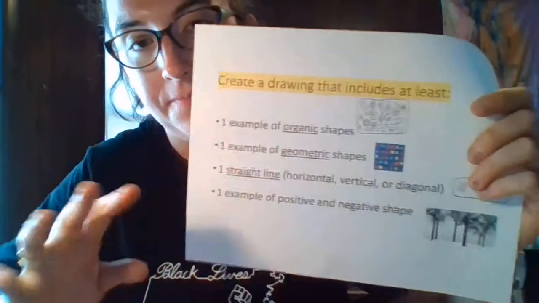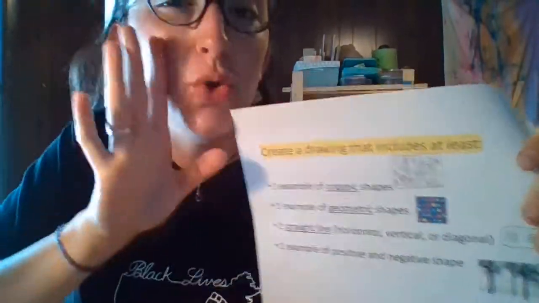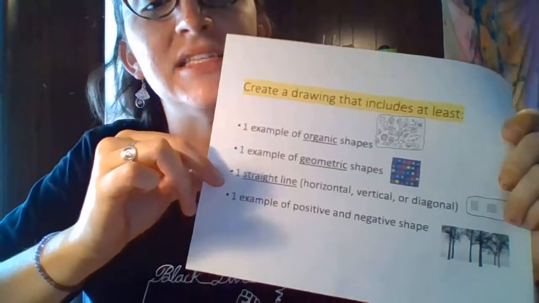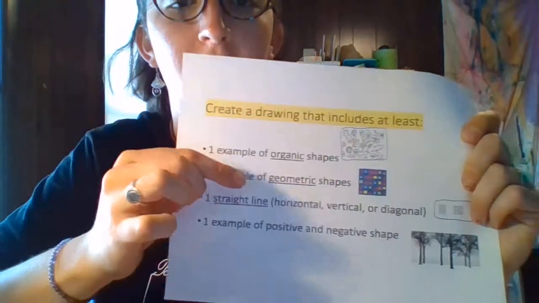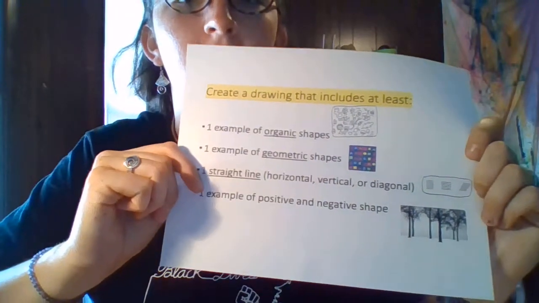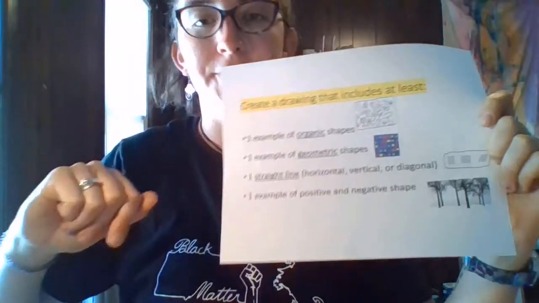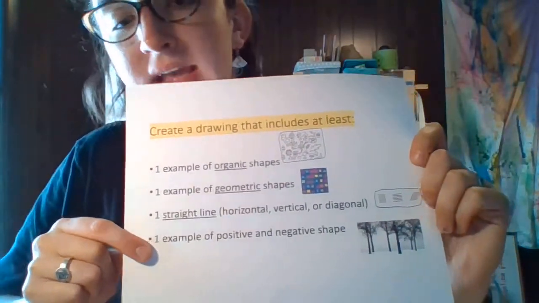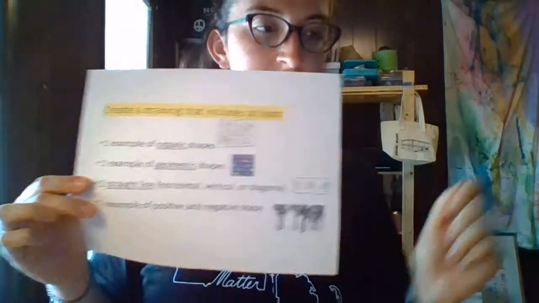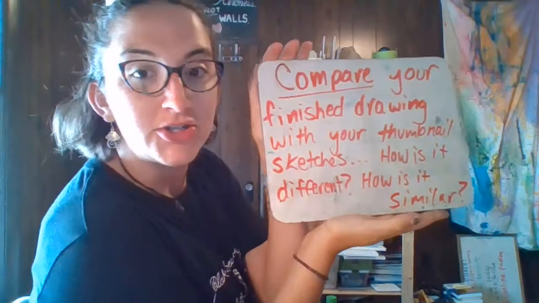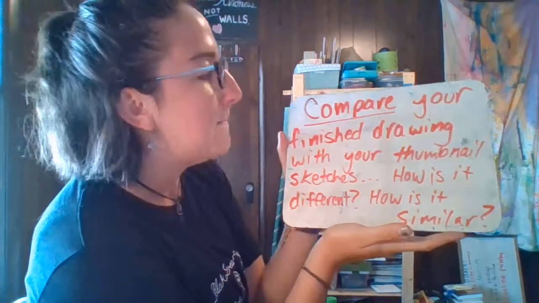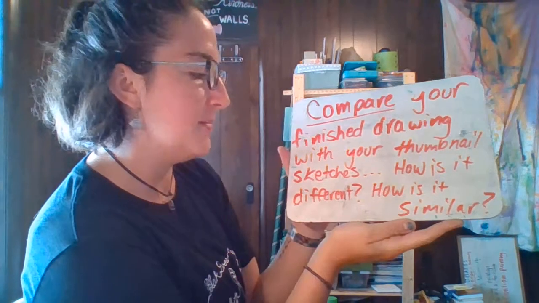When you think you're all done, make sure you have at least, you can add more if you want, at least one organic shape, one geometric, one straight line, it can be horizontal, vertical, or diagonal, and you need at least one example of positive or negative space. All right, when you are all done, put your finished masterpiece next to your sheet of thumbnail sketches. Your job before we're done with this unit is to compare your finished drawing with your thumbnail sketches.